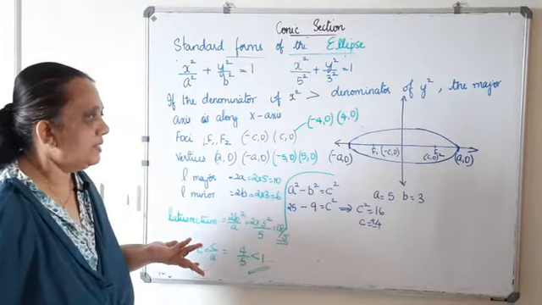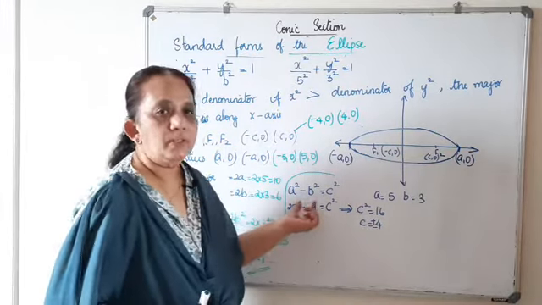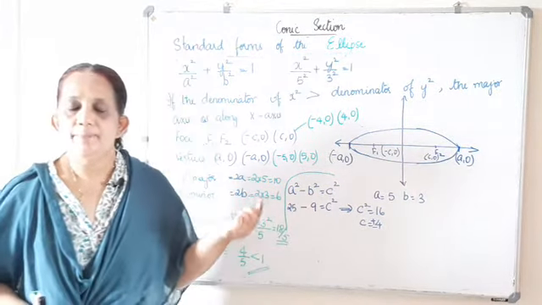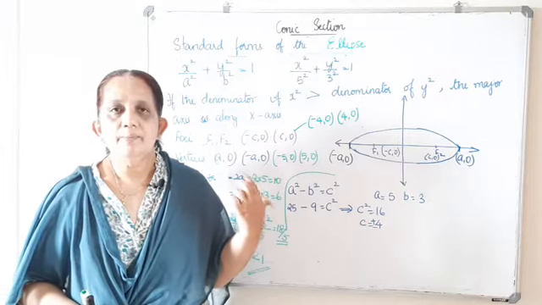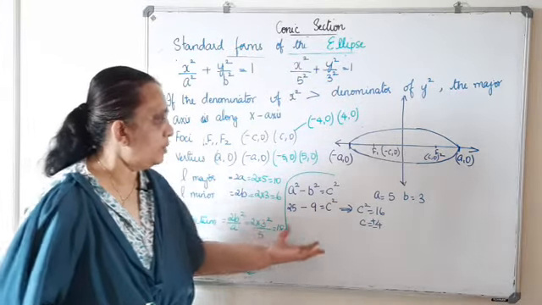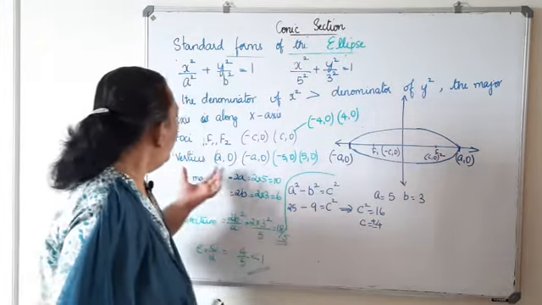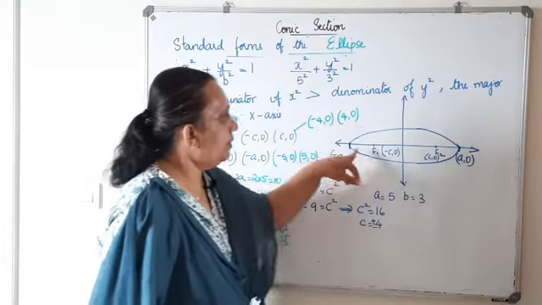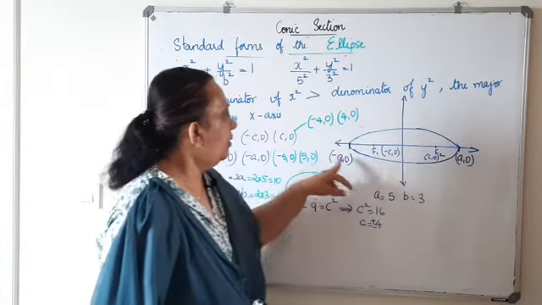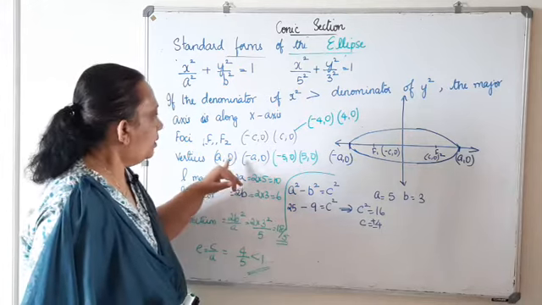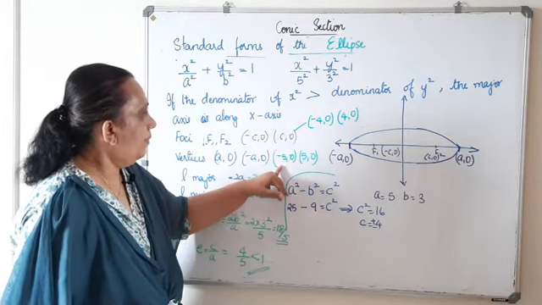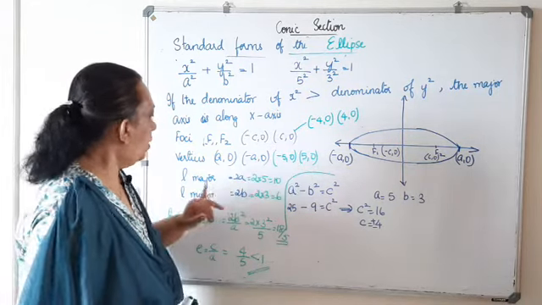How did you get c, the foci? There is a relationship between a, b and c. That is a squared minus b squared is equal to c squared. So you get c. The vertices, the endpoints of the major axis, are called the vertices. That is a comma 0, minus a comma 0. That is minus 5 comma 0, 5 comma 0.